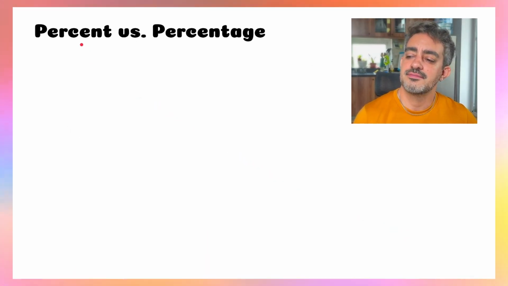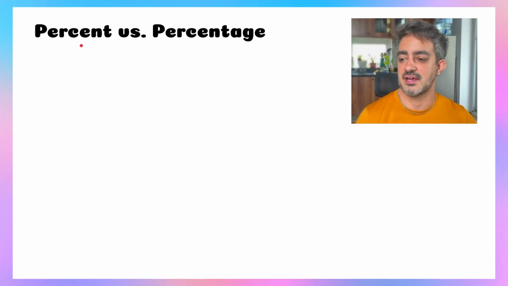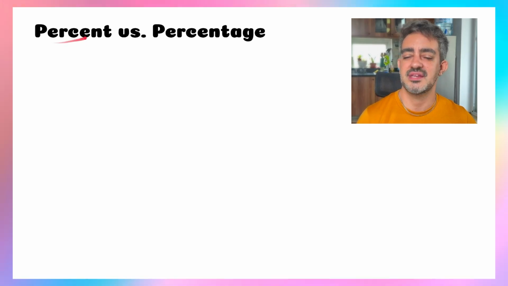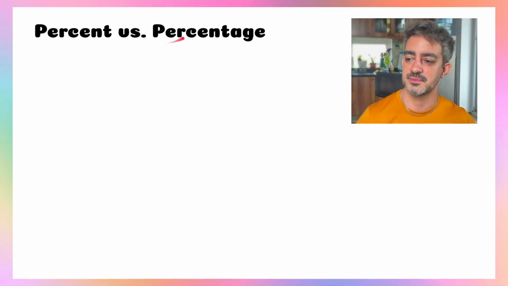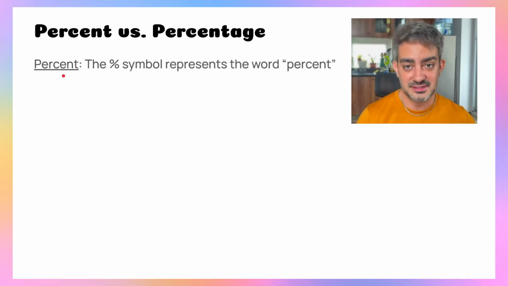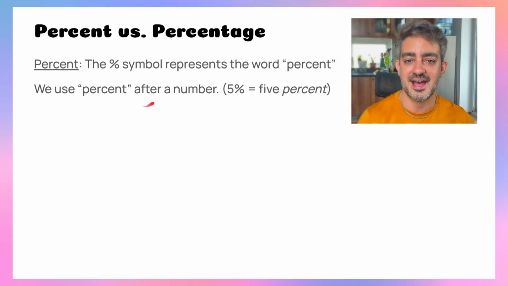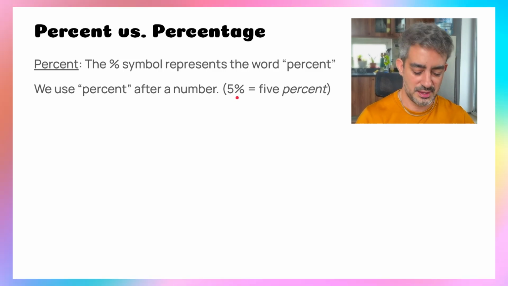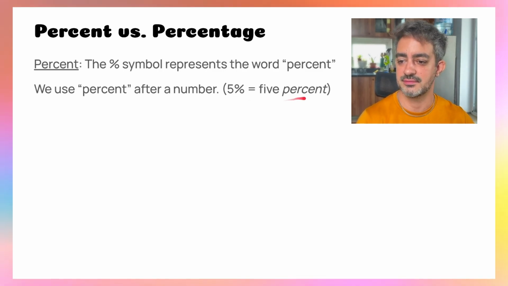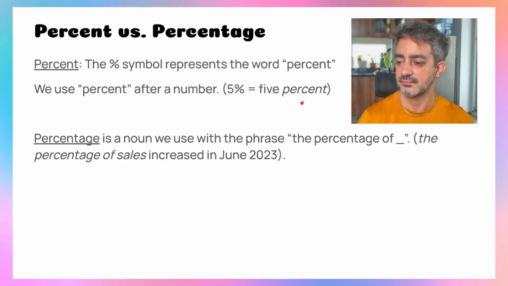Now, a lot of mistakes that I see when people begin to write these IELTS Task 1s is mixing up the words percent and percentage. All right, what is the difference between these two words? Percent is this symbol right here, and this symbol represents just the word percent. So that means we use percent after a number, okay? This is 5%. And if you want, you can write 5% like this.